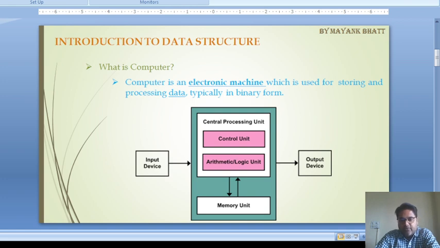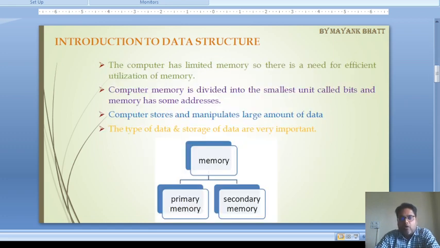Now when we give input, then in the central processing unit there are the control unit and the arithmetic logic unit, which are helped by the memory unit, so that the data can be saved or retrieved from the memory. And after the processing, after the execution, it produces an output which will be displayed on the output devices. Some more points: the computer has limited memory, so there is a need for efficient utilization of memory.